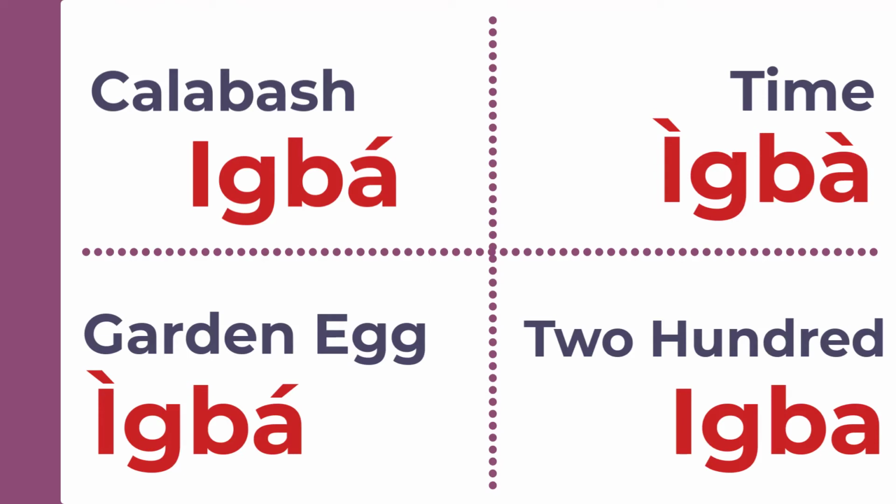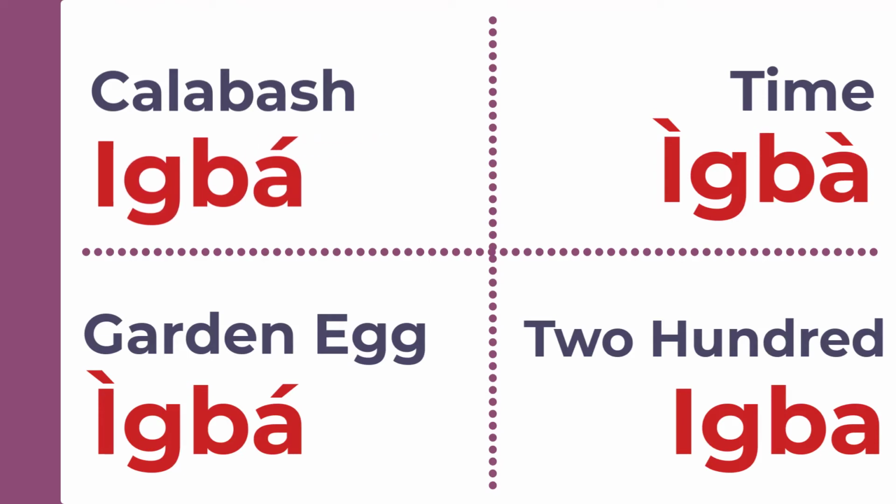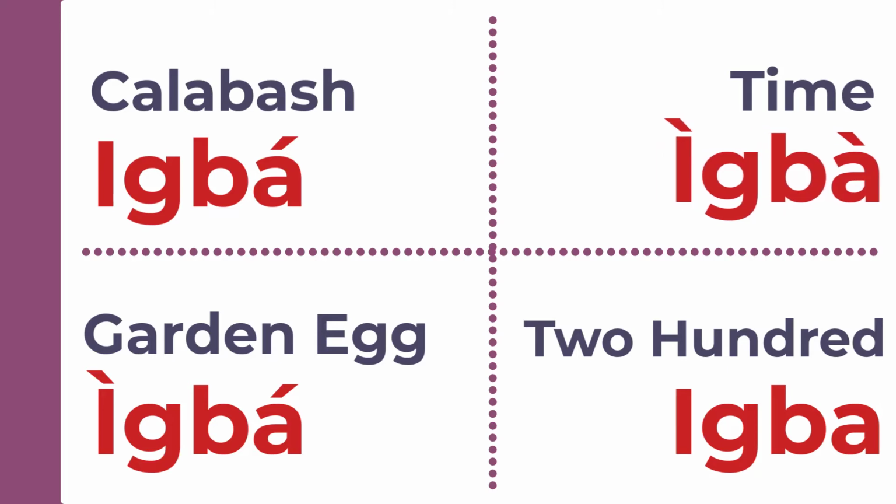So let's just go over the 4 that we taught today. Calabash, Igba. Time, Igba. Garden egg, Igba. And 200, Igba.